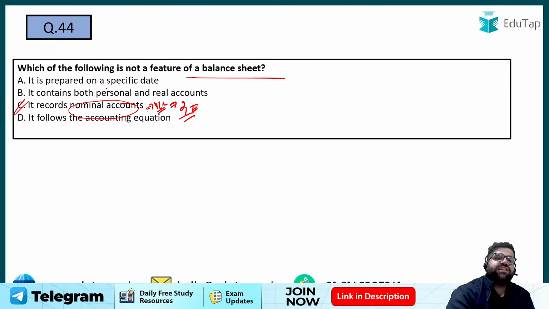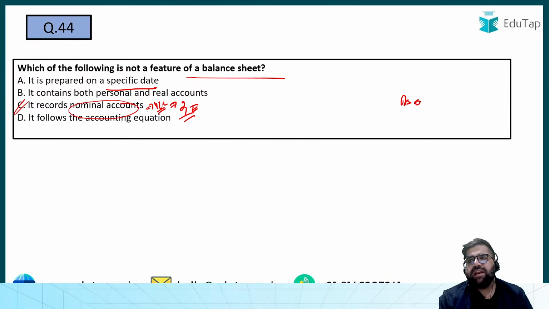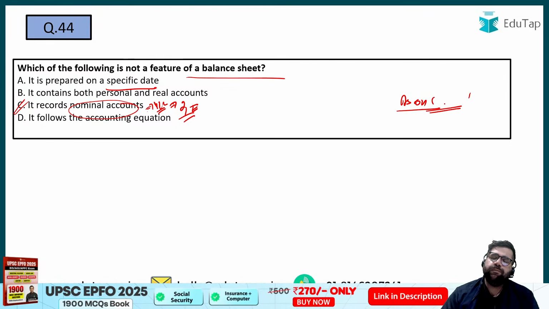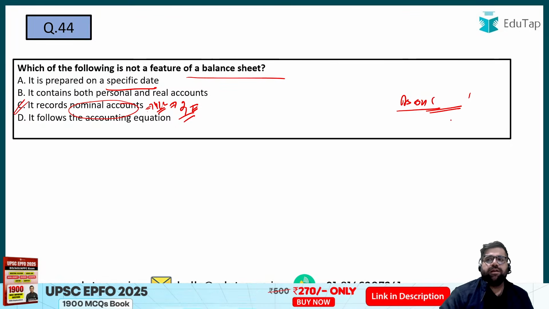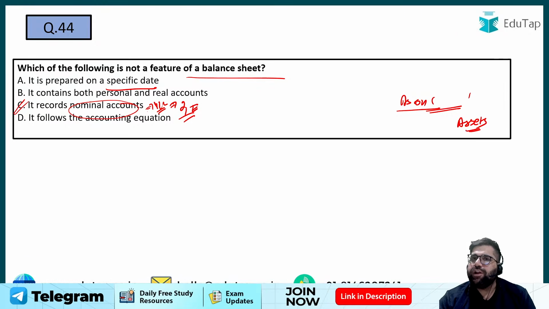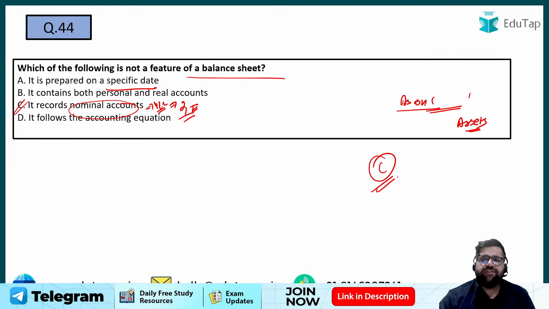Right? Balance sheet is prepared on a specific date. Yes, whenever you are making a balance sheet, you will write as on. So a particular date is chosen. Then both personal and real accounts can come. Real accounts are basically your assets only. Personal account can be your asset or it can be your creditor, which is a liability for you. So answer over here will be option number C.